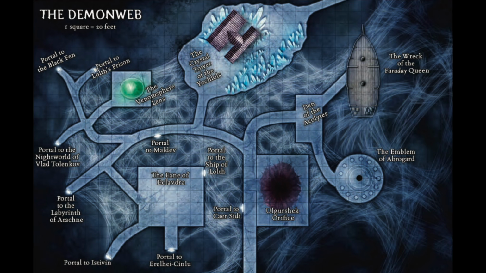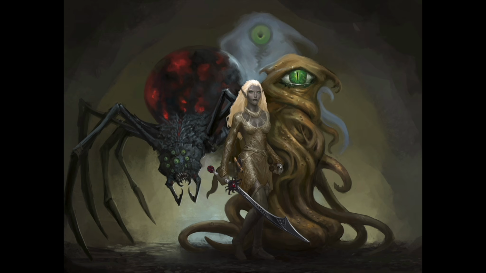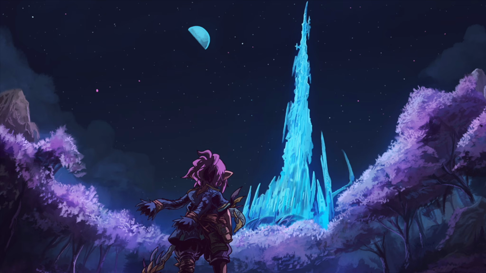Some of the locations within Lolth's Web include the Crystal Tower of the Yochlols, the Den of the Acolytes, the Emblem of Abragard, the Fane of Aklavdra, the Venom Sphere Lens, and the Ulgershek Orifice. The Crystal Tower of the Yochlols is a tower of purple crystal inside a tunnel that expands into a vast cavern. 9 Yochlols live here who act as protectors and interrogators of the region of the demon web they occupy. So there isn't just one crystal tower, but several, each demarcating the territory of a cabal of high-ranking Yochlols.